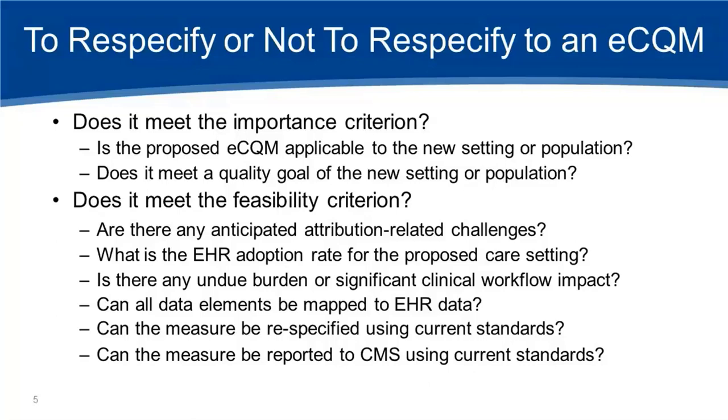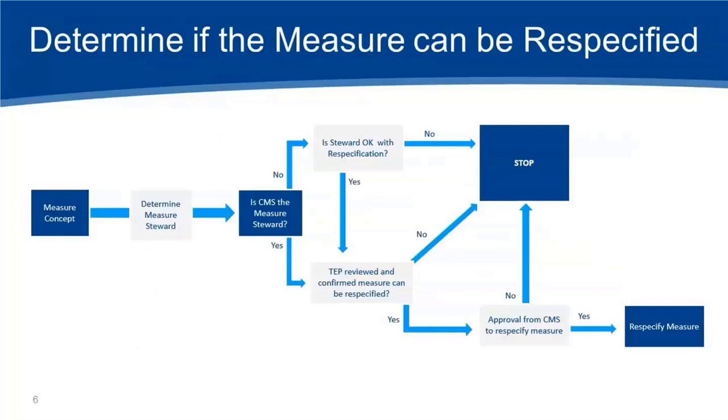Lots of measures have feasibility challenges, but those are things that you're going to need to look at and examine in testing to come up with a plan to mitigate them if you want that measure to be endorsed or used in a program. So another way to think about whether or not a measure can be respecified is to think about it in terms of a process flow. So if you're not the person or the developer who developed the initial measure, then the first thing that you need to do is to talk to the original measure steward to find out if they're okay with you respecifying their measure for that purpose.